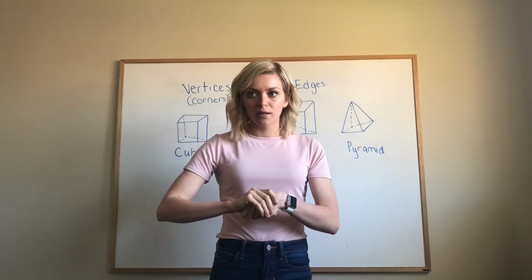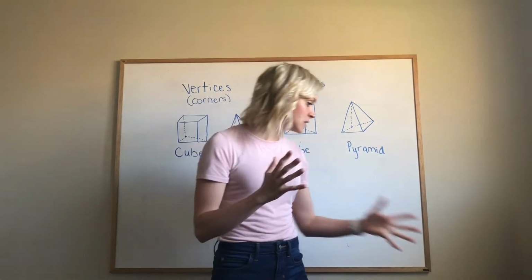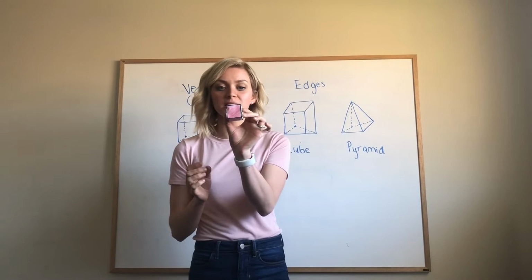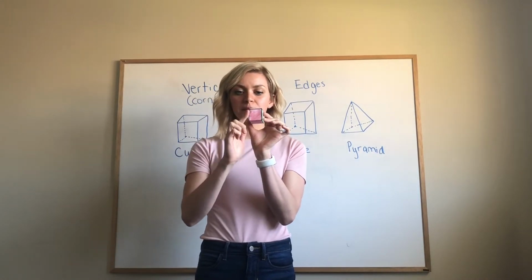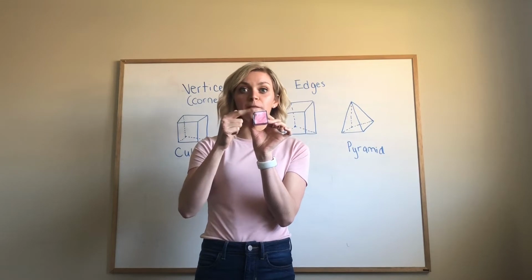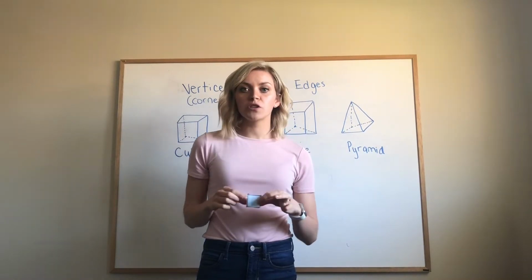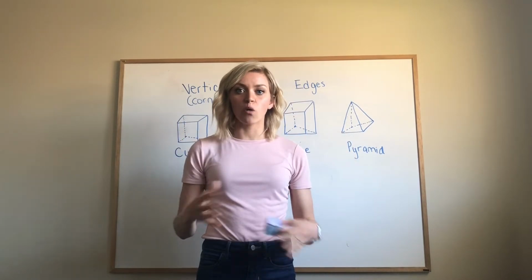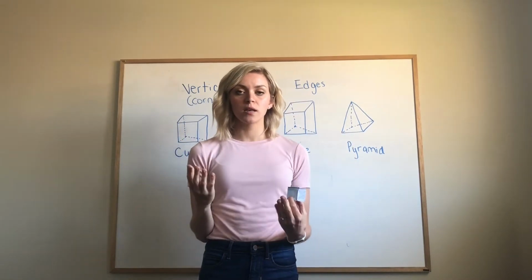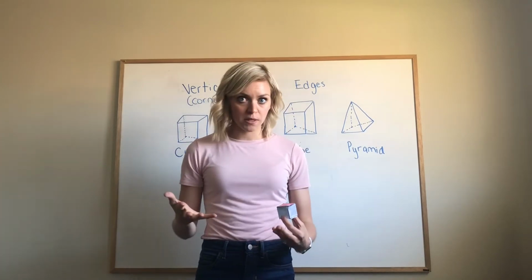We know that 3D shapes are made up of sides. Let's look at our cube like always. Sides, edges, and corners or vertices, right? So we're going to identify or look at and point out where our corners and edges are on a few of our shapes for today.